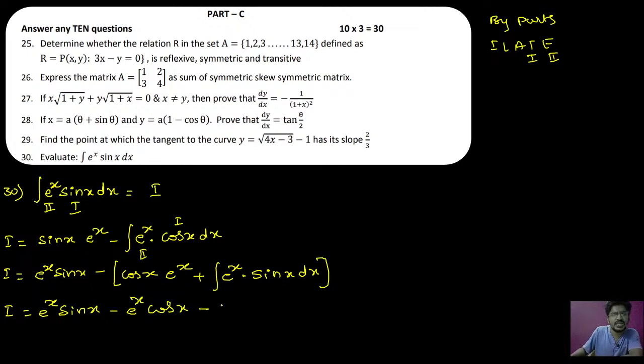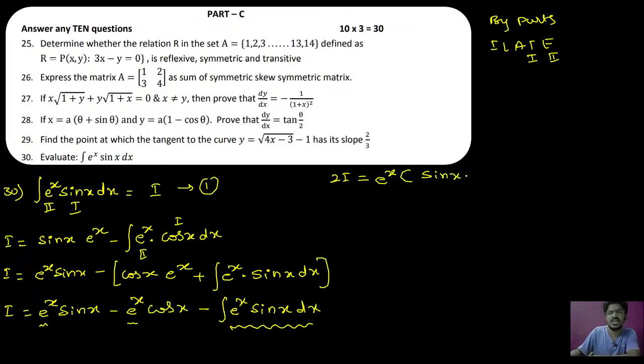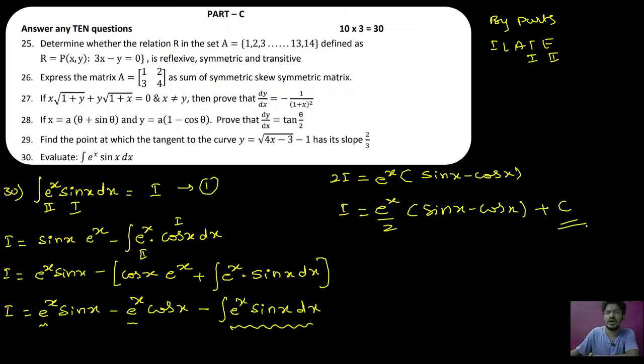Minus into plus is minus integration of e raised to x into sin x with respect to dx. So from equation 1 you can replace this term as I. Minus I you take to the LHS, it will be I plus I, that is 2I. Here e raised to x is common, take e raised to x common, the remaining term is sin x minus cos x. So now I will be equal to e raised to x divided by 2 into sin x minus cos x plus c, that is your answer. Okay.